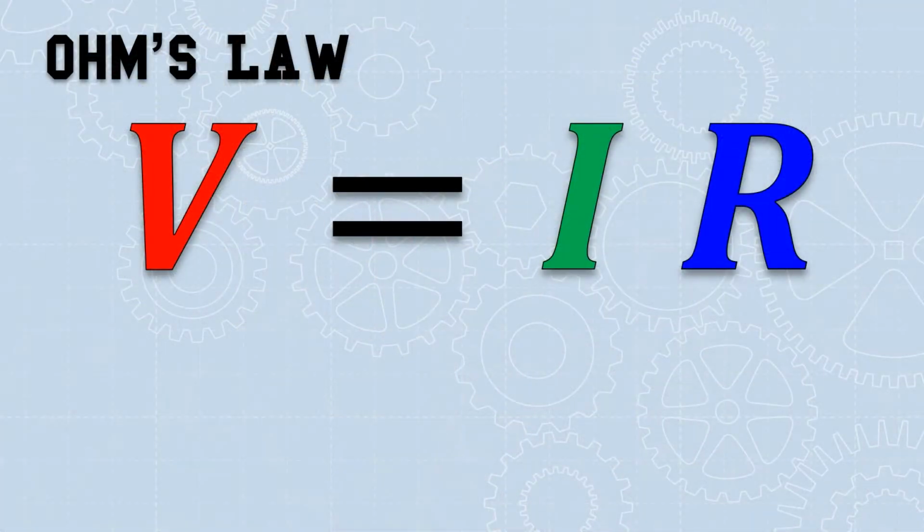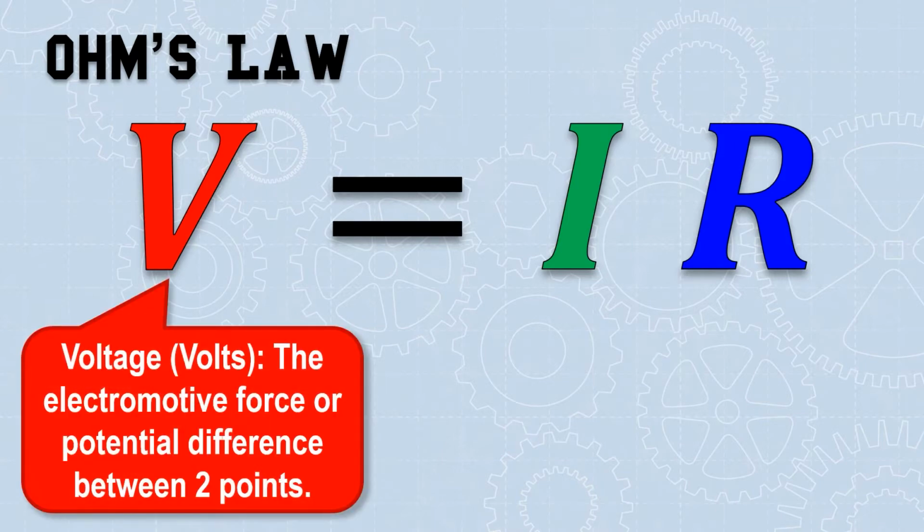We can explore the relationship between voltage, current, and resistance through Ohm's law. V is our voltage, measured in volts, the electromotive force, or the potential difference between 2 points on that circuit, is equal to I times R.